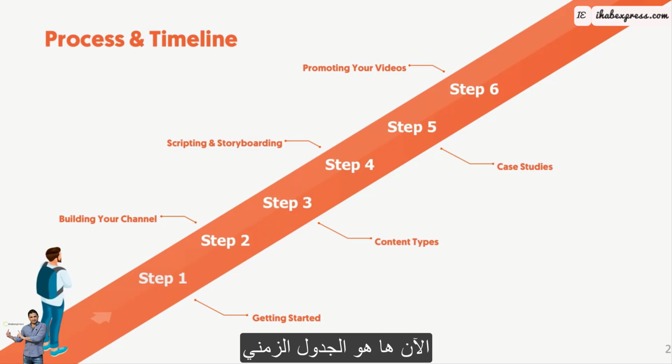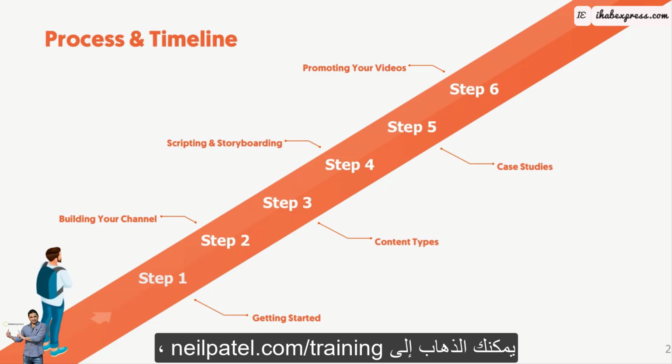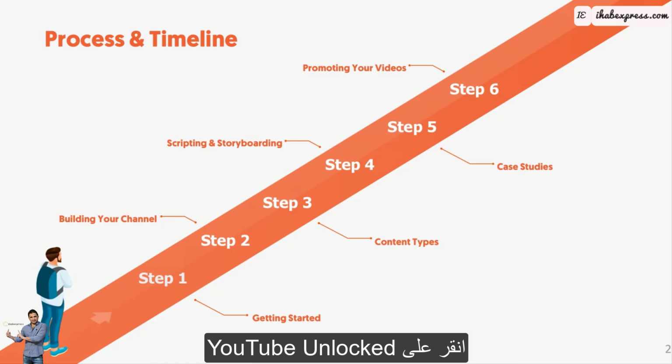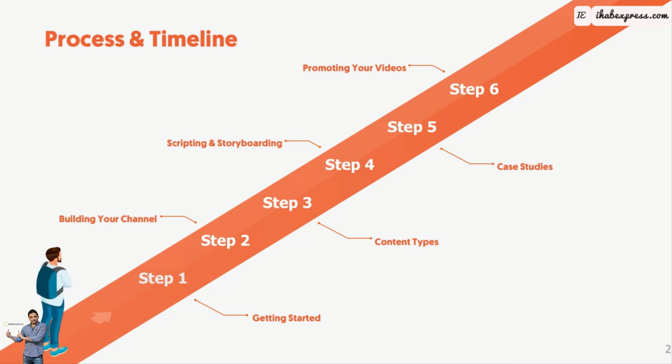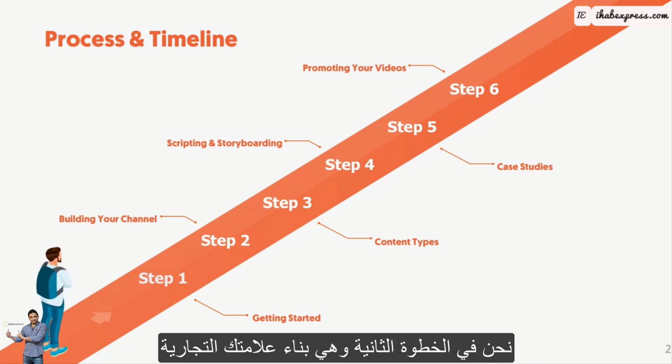Now here's the timeline. If you missed the first lesson, you can go to neilpatel.com/training, click on YouTube Unlocked, and you can get the first video lesson. Today in this 6-video lesson series where we teach you how to get that 100,000 subscribers, we're on step 2, which is building your brand.